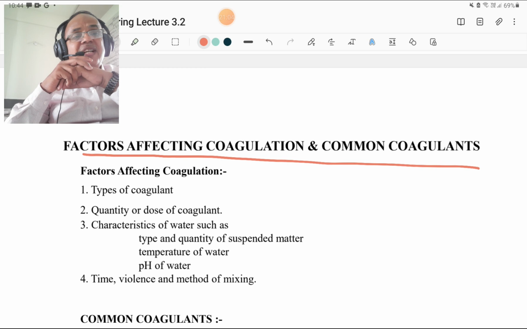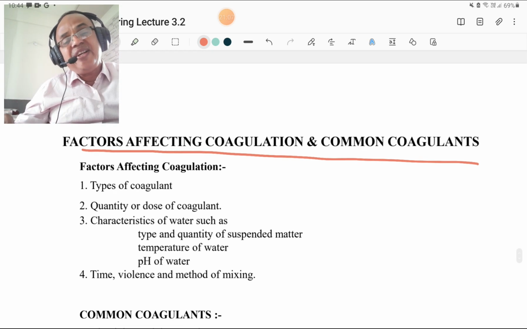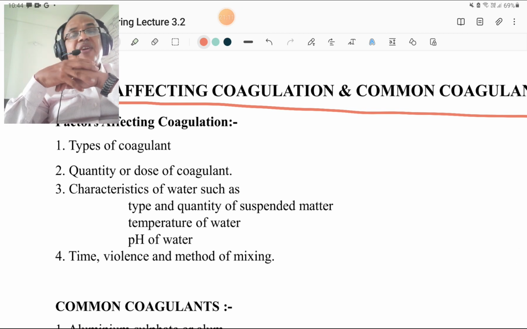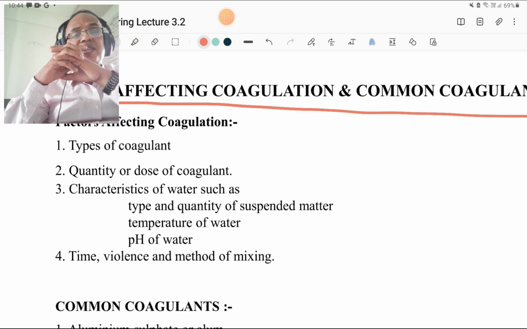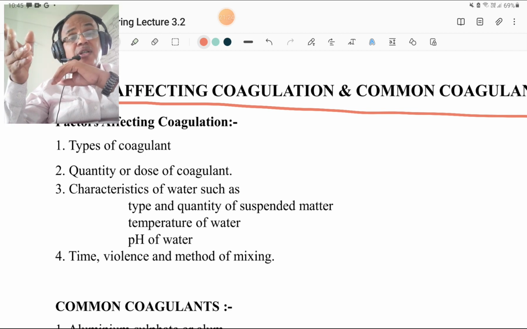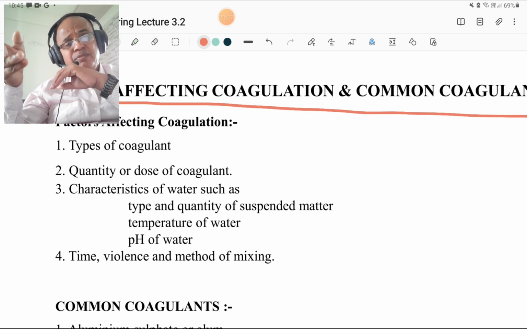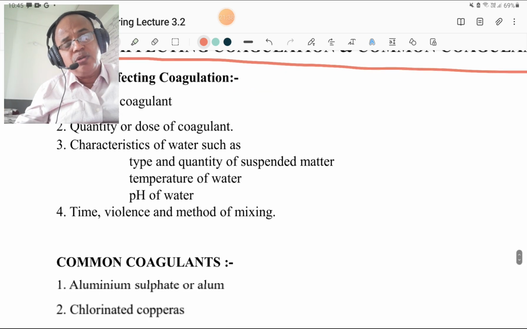Factors affecting coagulation and common coagulants. Factors affecting coagulation are the type of coagulant. Different types of coagulants have different properties, so that is a factor. Then the quantity or dose of that coagulant, that is very important. Then the characteristics of the water are also important: type of water, quantity of suspended impurities, temperature of water, pH value of water, all are important. And also time, velocity of water and method of mixing are also important.